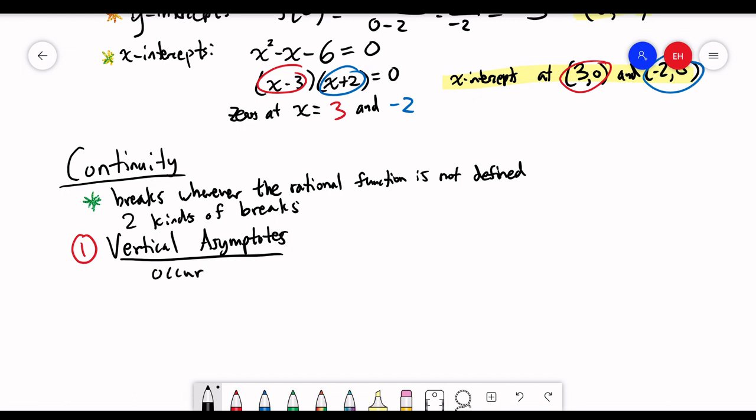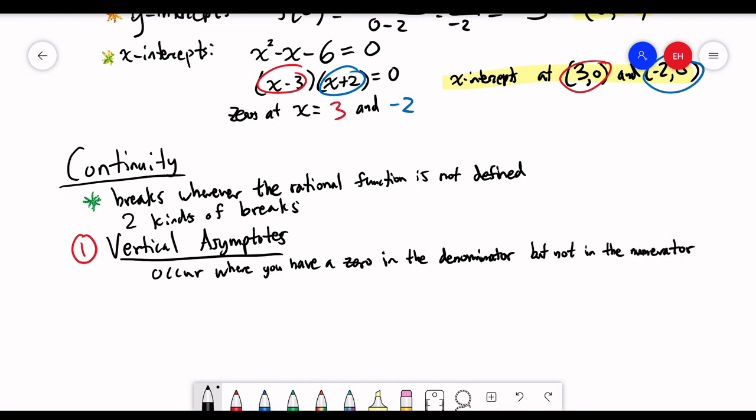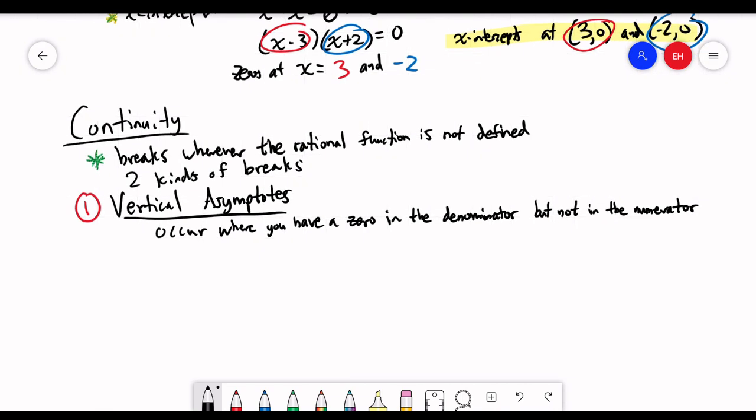All right, so the first kind of break we're going to look at is a vertical asymptote. You're going to get that where you have a 0 in the denominator, or the bottom, of your rational function, but it's not a 0 in the numerator. It'll be easier to see with an example. If the 0 is in the denominator and the numerator, that means you have the same factor on top and bottom that will cancel out. In that case, you're going to have a hole, but we'll get to that in the second example.